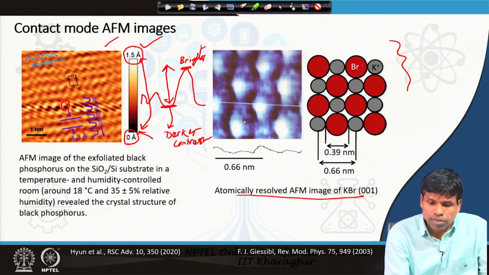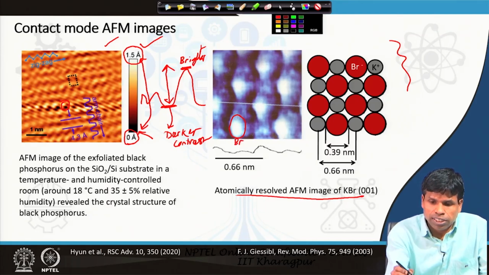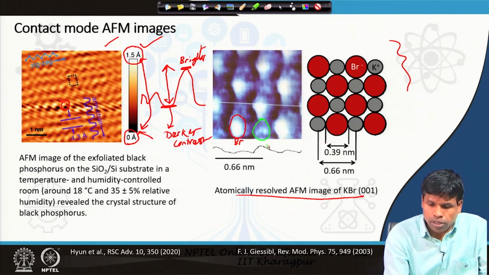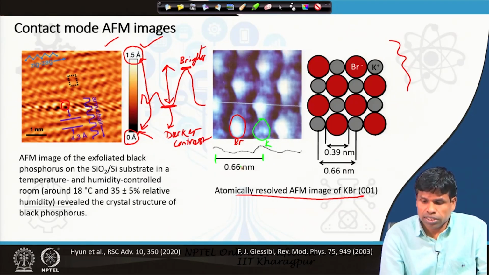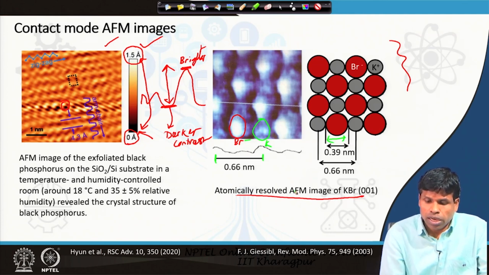Here the brighter part is our bromine atom, which is bigger in size, and the other part is the potassium position. We can measure the distance between two potassium atoms, 0.66 nanometer in this case, and also measure the diameter of the bromine ion using the atomic force microscope in the contact mode.